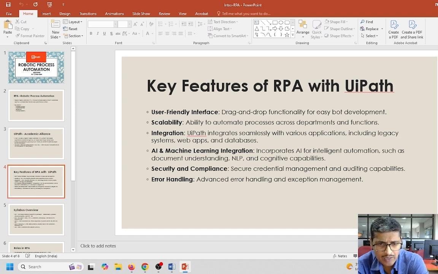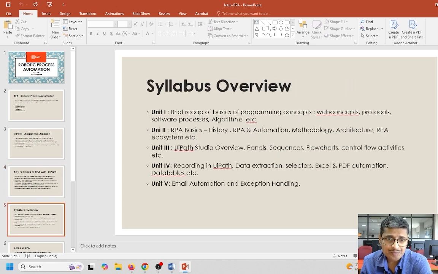There is scalability and integration, and you can go ahead with some AI and machine learning approaches, so that you can do some document understanding and natural language processing examples or experimentation. It is also very secure and compliant, meaning secure credential management is there, as well as auditing capability in the software itself. For error handling, most of the errors it is going to handle, and it will immediately report to the user what types of errors you get and how to do the exception management.